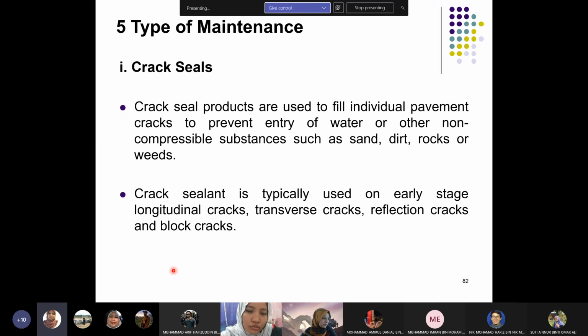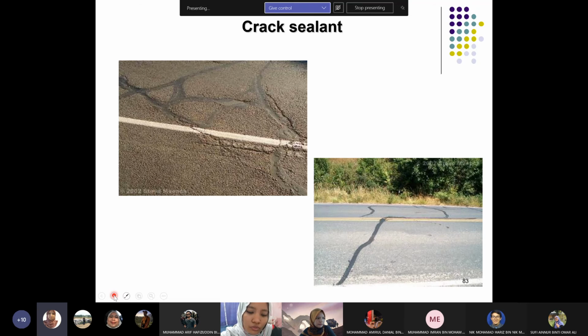Right, let's see how they do the, see here, there are cracks. Kalau tengok cracks ni, kalau dia bersambung dia boleh jadi alligator crack kan. So they put the sealing. Okay, the seal tu ada satu produk khas lah, right? They just pump into the hole, into the cracks, right? Kalau nampak dia berbeza lah warna dia. Okay, so these are how they do it. Right, they just pump into it.